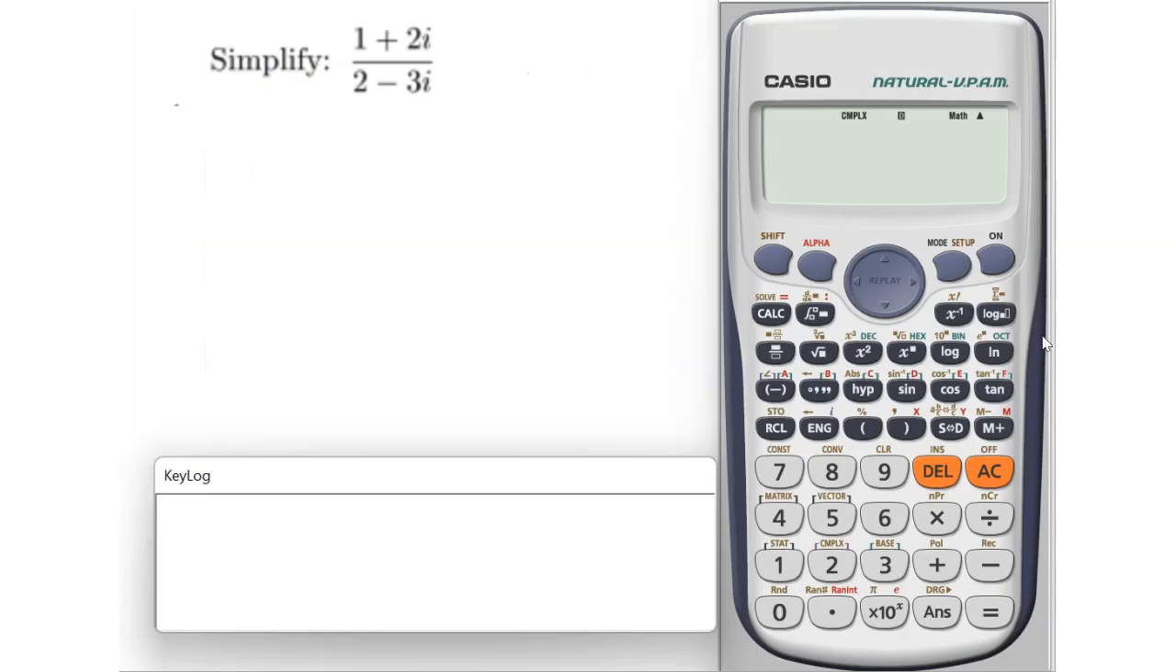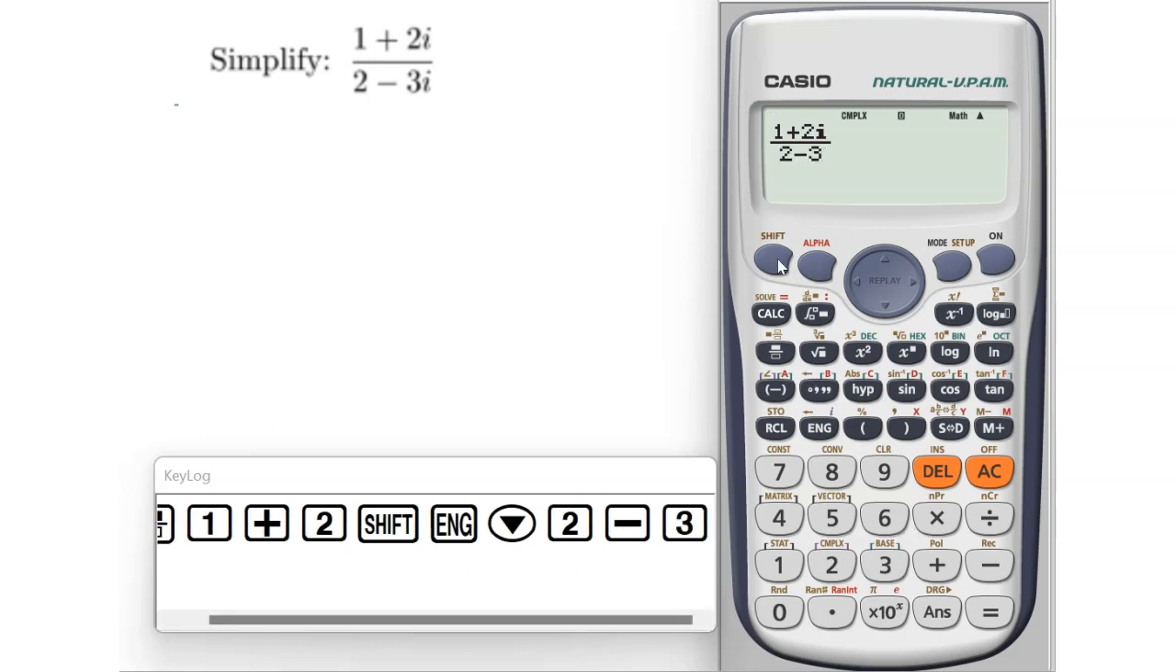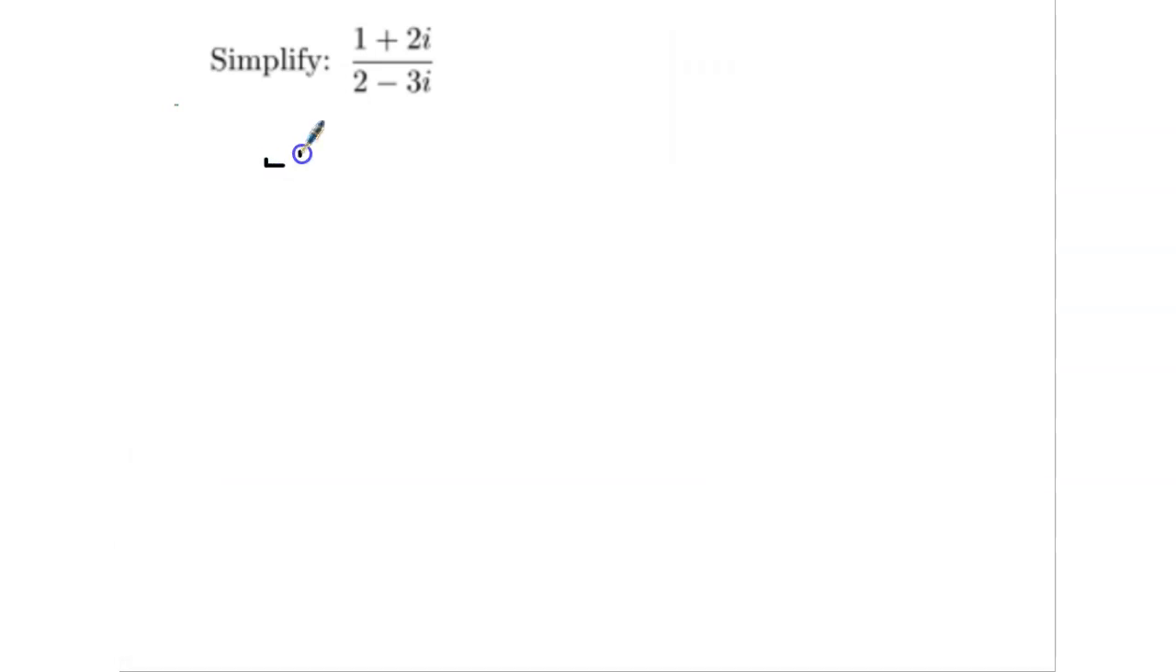So let's use it to simplify a complex number fraction, which is complicated, but the calculator can do it right away. So we pick the fraction bar: 1 plus 2i divided by 2 minus 3i. And boom, it gives us the answer right away, which is negative 4 over 13 plus 7i over 13. If it wasn't for the calculator, it would take us long because you have to do rationalization and all that. So check the channel, I have done a lot on this topic.